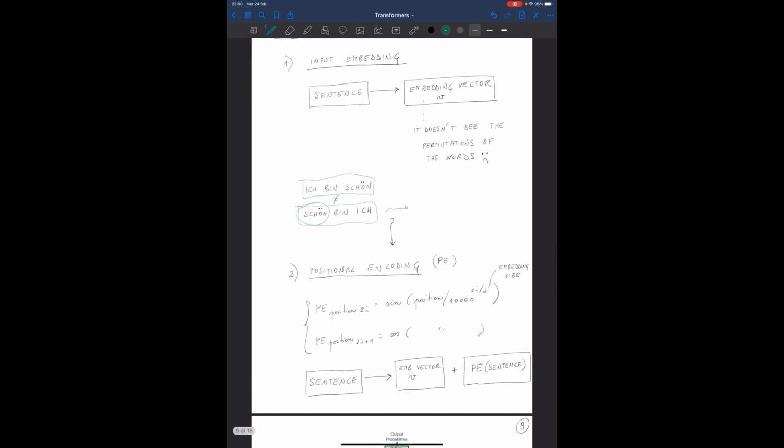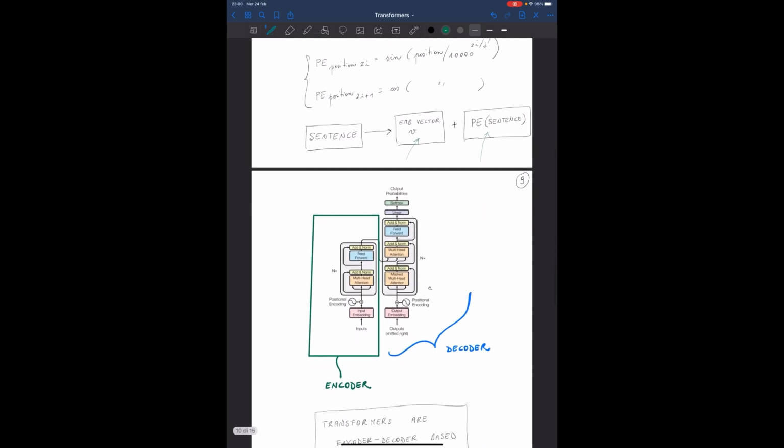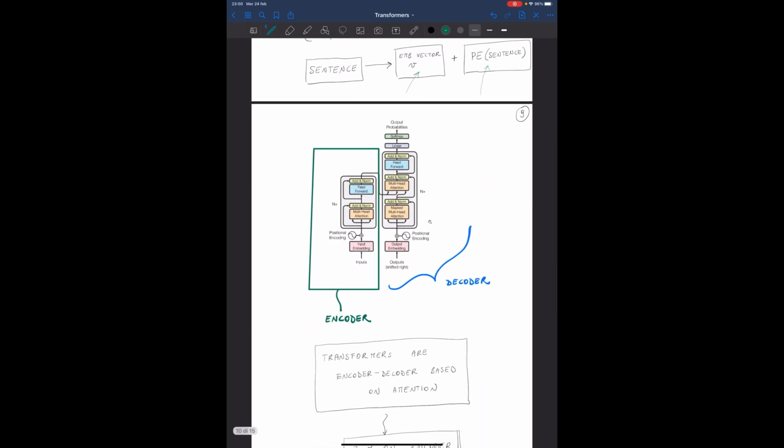So if we start from our sentence, we do the embedding part, the standard embedding part, and then we do our positional encoding part, where, again, we see the order of the words inside the sentence. So now we come back at the full view. So this is the full view of the transformers. We did this first part here. Okay, so now you know everything about input embedding and positional embedding.